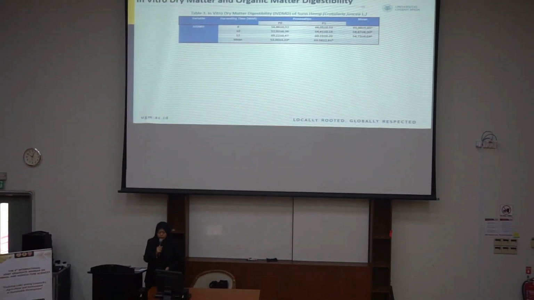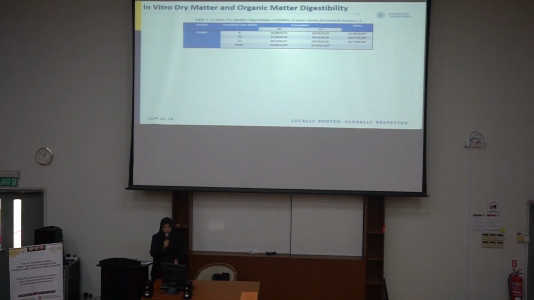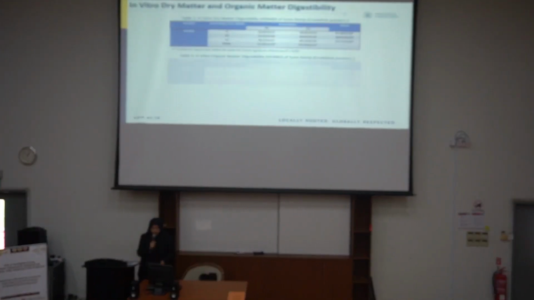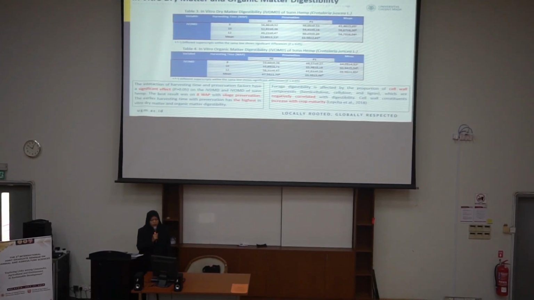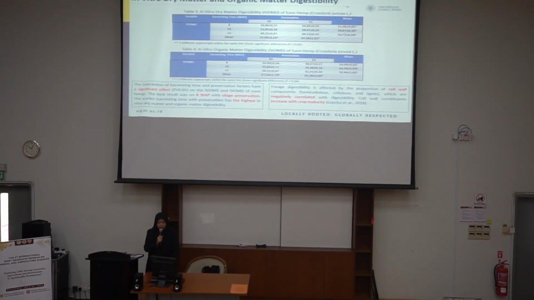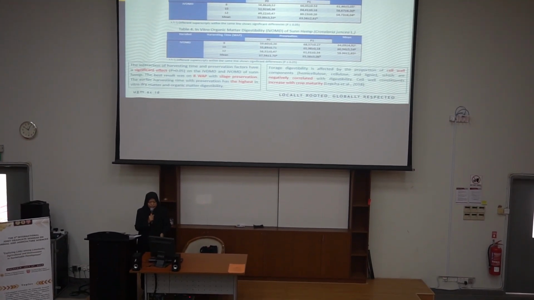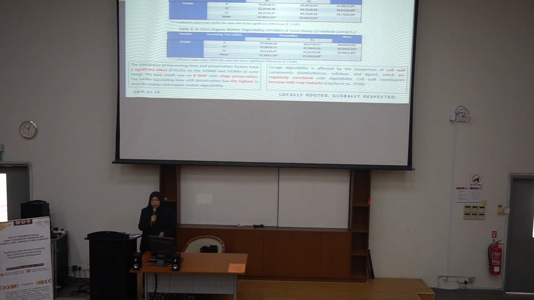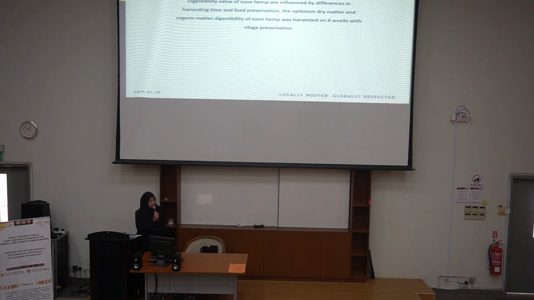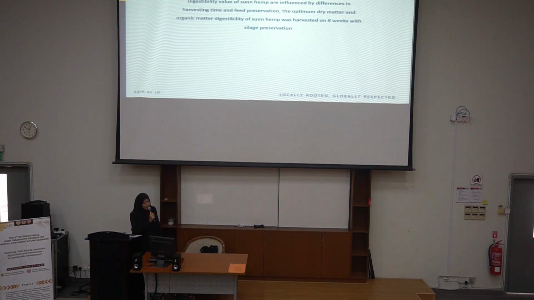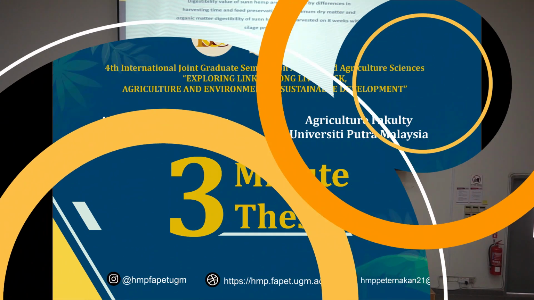And this is the dry matter, in vitro dry matter and organic matter digestibility. The best result was at 8 weeks after planting. With silage preservation, the earlier harvesting time has the highest in vitro dry matter digestibility and organic matter digestibility. So the conclusion is that the digestibility value of Sunham is influenced by differences in harvesting time and feed preservation. The optimum dry matter and organic matter digestibility of Sunham was harvested at 8 weeks and with silage preservation.